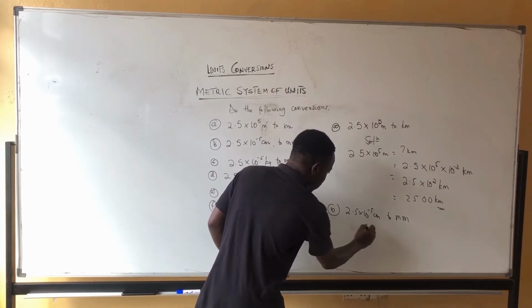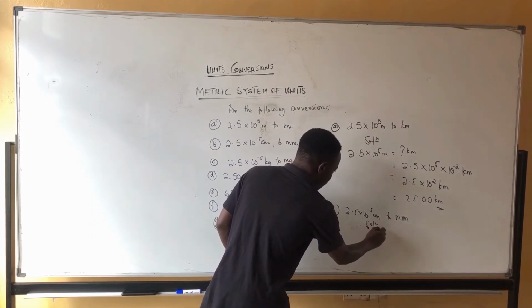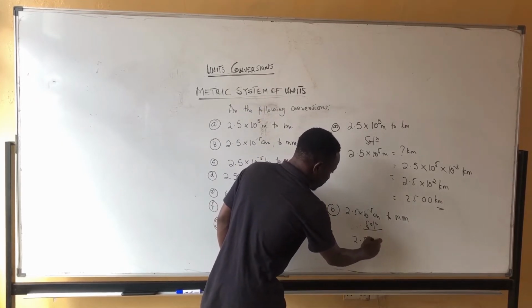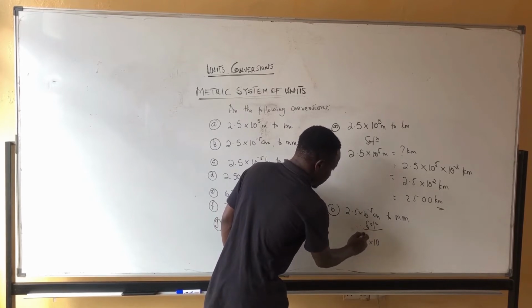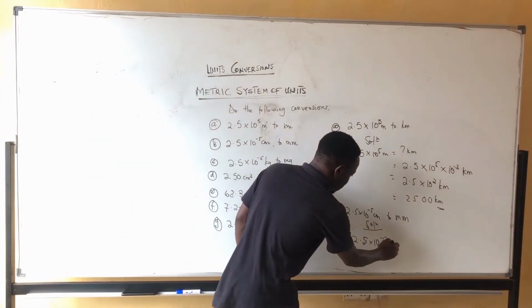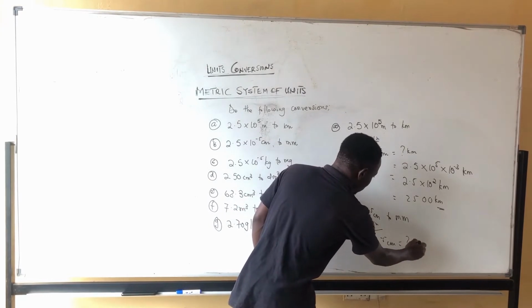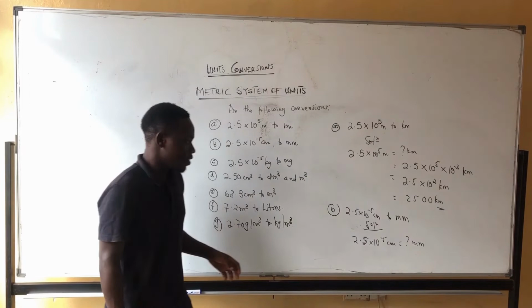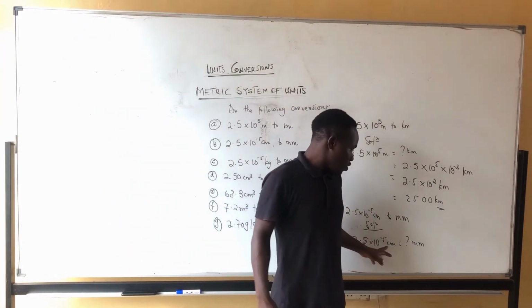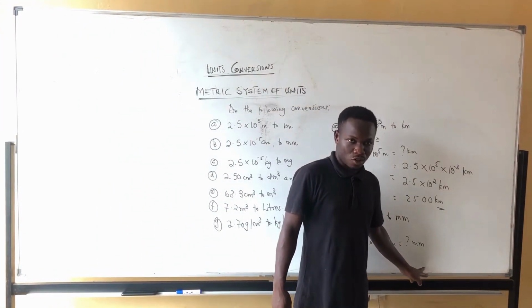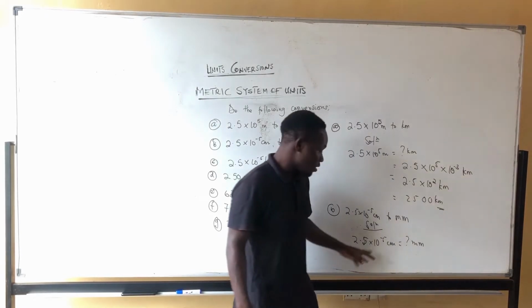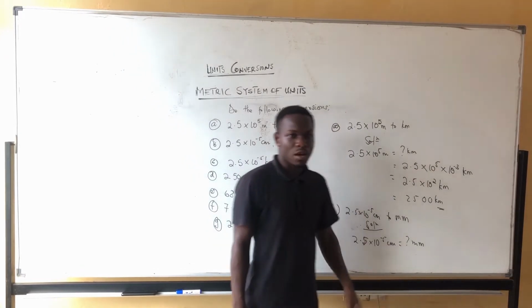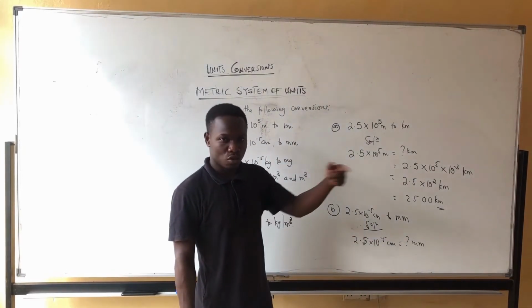Solution. 2.5 times 10 to the power negative 5 centimeters is equal to what in millimeters? For this one, I have to convert the centimeter to its base unit, and the base unit is the meter. So I first have to convert this into meters before I think of converting from meters to millimeters.